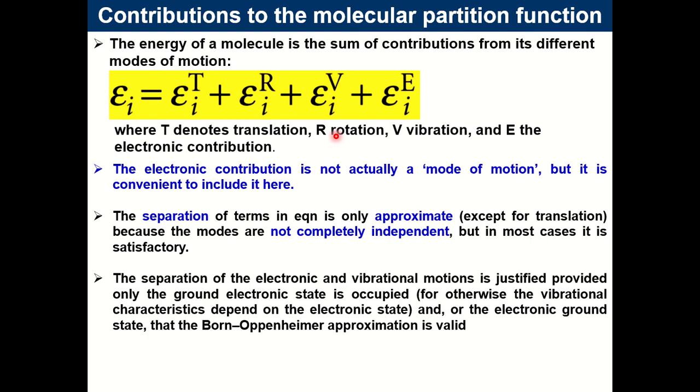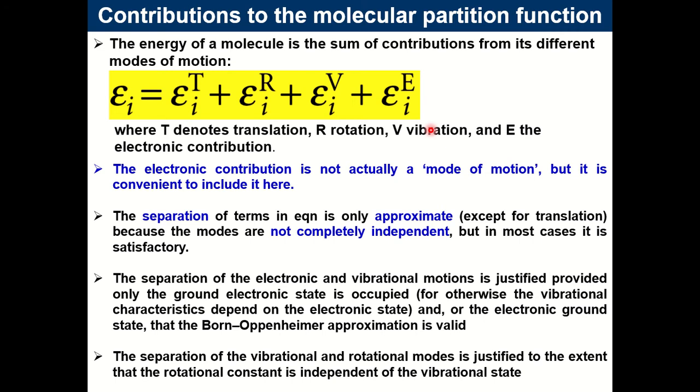Okay, so the separation of electronic and vibrational motion is actually based on the Born-Oppenheimer approximation. We understand that if we are considering only the electronic ground state, the separation of vibrational motion and electronic motion is justified. But if we consider an excited electronic state, then these two are correlated. So let's not go into that complicated system at this moment.